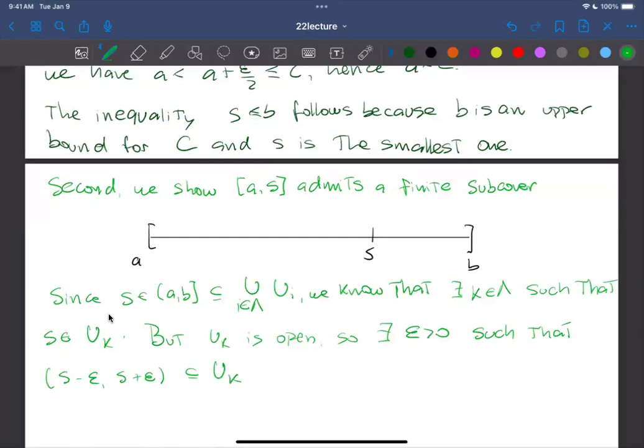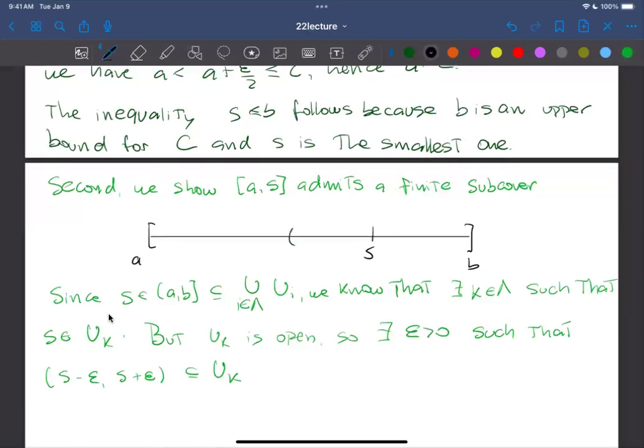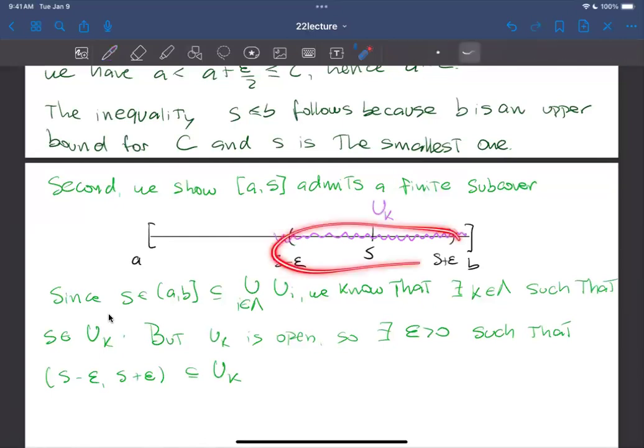So what I'm doing in my graph is something like this. Here's S minus epsilon. Here's S plus epsilon. And what I can be sure of is that this U_K, whatever that is, will contain all these parts. Epsilon should be smaller, but I'm trying to make the drawing kind of precise. So this is what I'm doing. Are there any questions at this point?